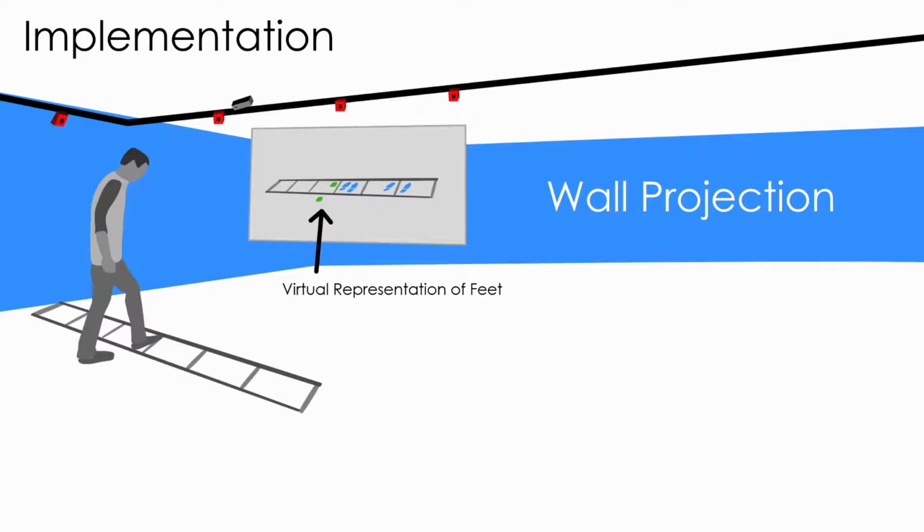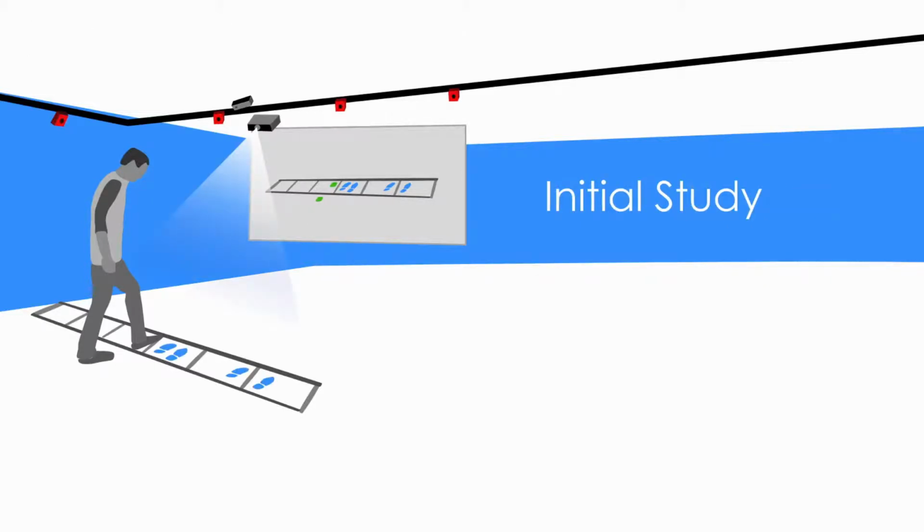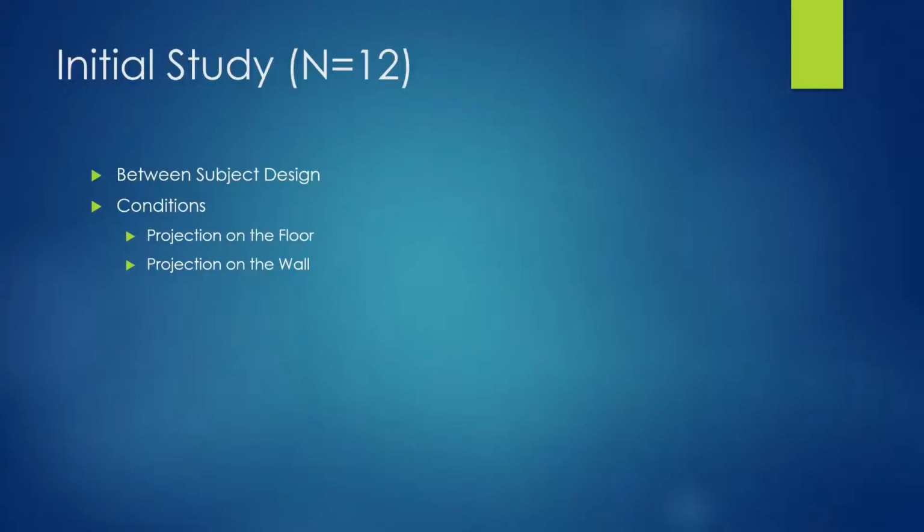In addition to the projection on the floor, we also implemented a visualization in front of the user, which is mostly identical to the projection on the physical ladder on the floor. We added a virtual representation of the ladder as well as the feet of the user, which move in accordance to the user's feet. In an initial study with 12 participants, we investigated the effect on training performance of two different visualizations. In the first visualization, we projected directly on the agility ladder, while in the second, we projected the guidance on a big projected screen in front of the participants.